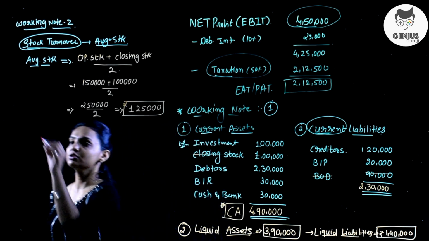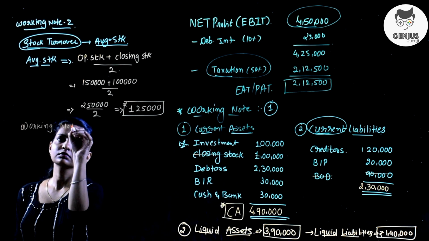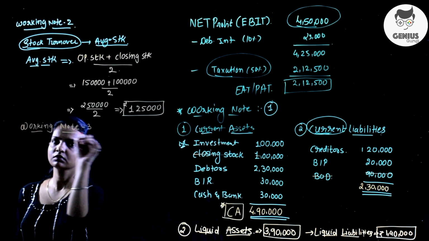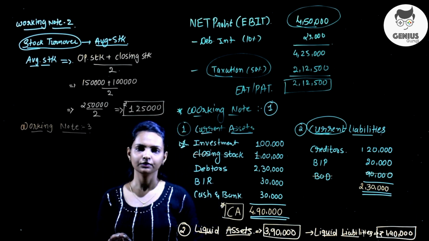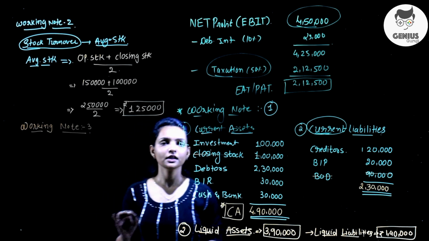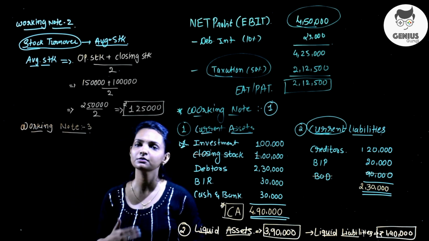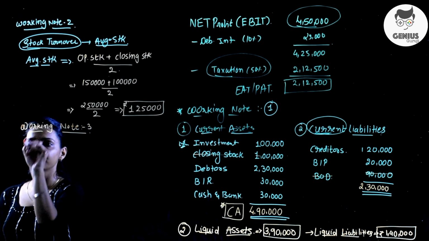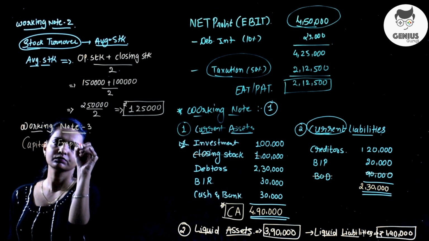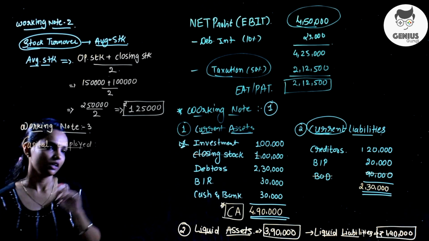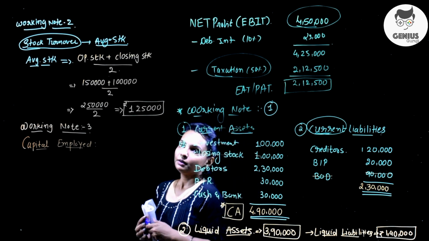But in 7th number ratio, make working note number 3. What is your last ratio? Rate of return on capital employed is asked. Okay, you have to calculate return on capital employed, so you should know which items we have to include in capital employed. So first of all we will calculate capital employed. Okay, now we are calculating capital employed. So, which types of capital will be included?